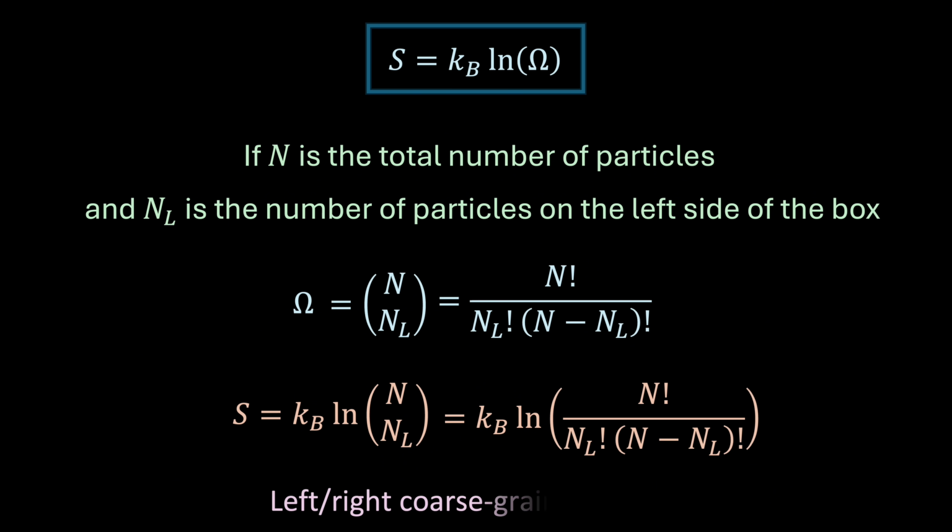This can be thought of as the left-right coarse-grained entropy. It quantifies how typical a particular left-right split of particles is, but it ignores the exact positions, velocities, energies, and so on. So it's not the full thermodynamic entropy of the gas. But as an illustrative toy model, it works nicely.